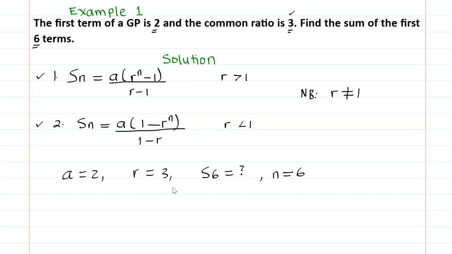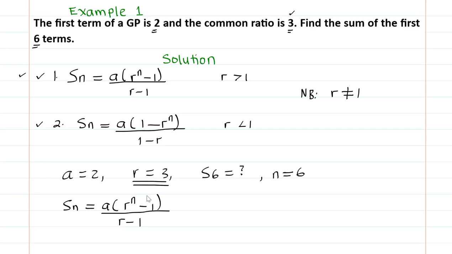So before you do anything, first assess the value of R so that you use an appropriate formula. What is the value of R? R is 3. Then you ask yourself, is 3 more than 1 or less than 1? 3 is more than 1. So we use the first formula. Therefore, our sum of n terms of a GP will be A into R power n minus 1 close over R minus 1, simply because our R is 3, which is more than 1.